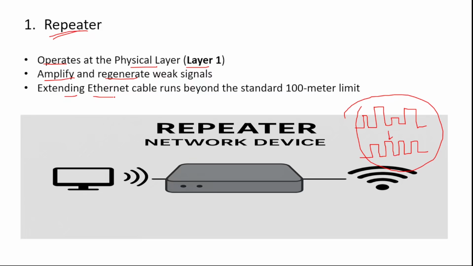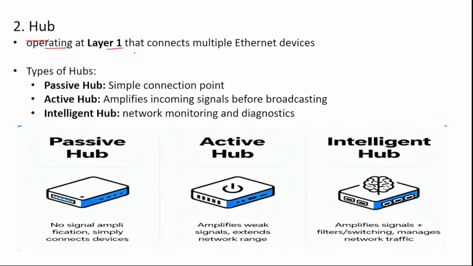So next is hub. Hub operates at layer 1, means physical layer, and connects multiple Ethernet devices. There are three types of hubs. First is passive hub. Passive hub simply forwards the data packet. And what is active hub? Active hub basically amplifies, means it regenerates the weak signal into a strong signal before broadcasting. So what is intelligent hub? Intelligent hub is used for network monitoring and diagnostics.